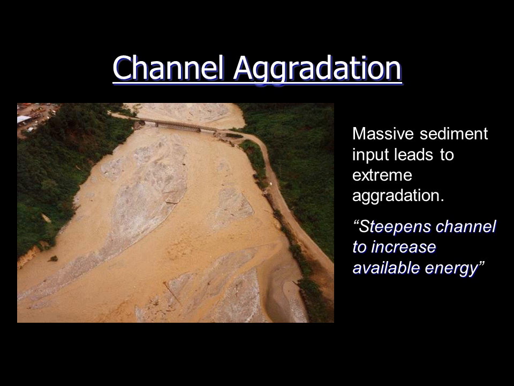So here's an example of channel aggradation. This is a river, I believe it's in China, and you can tell it's very, very muddy. Okay, there's tons of sediment being dumped into this, and that's because there's a mine nearby. Well, if a river gets a bunch of sediment dumped into it, before it was in equilibrium, but now it has all this more work to do, right?